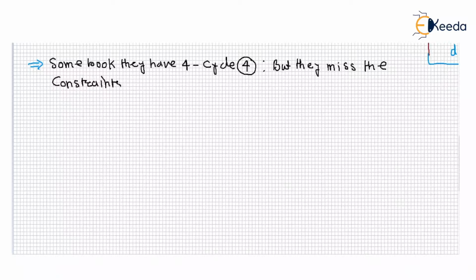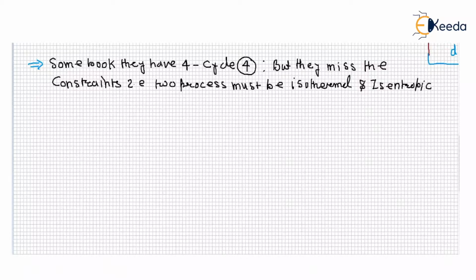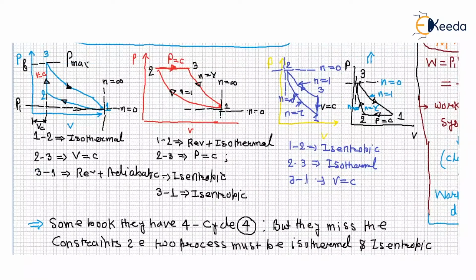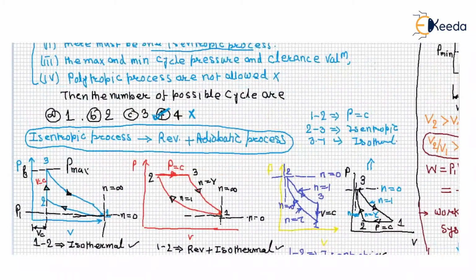That is, two processes must be isothermal and isentropic. Two processes must be isothermal and isentropic. One is isothermal and isentropic.